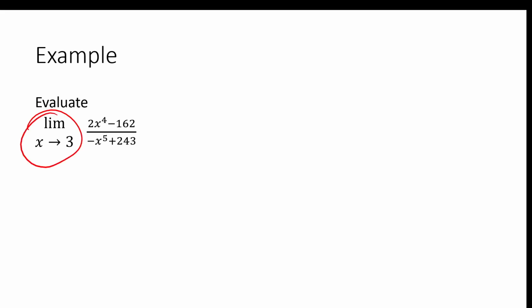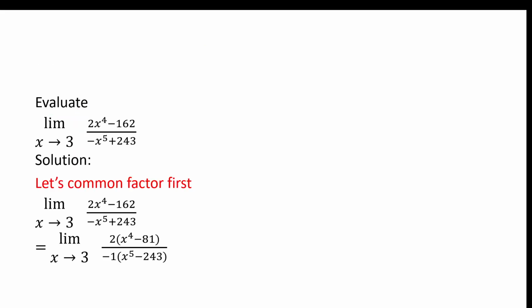Our instincts are telling us we probably want to get an x minus 3 in the numerator and in the denominator so we can cross it out, because we're determining a limit as x goes to 3. So what we're going to do first is common factor. In the numerator, we common factor out a 2. In the denominator, we common factor out a negative 1.